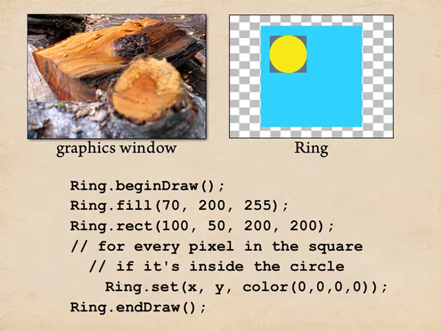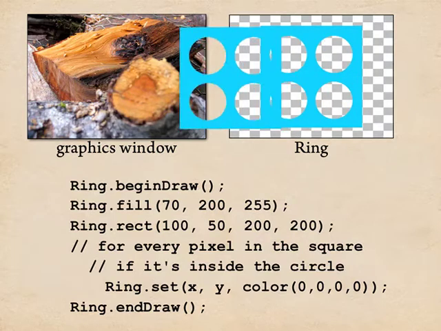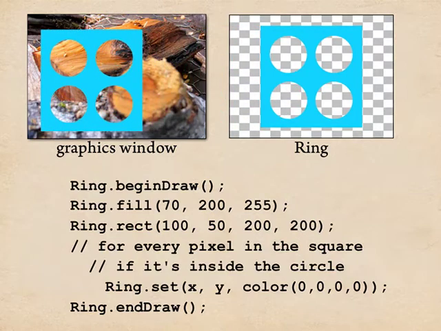The result, if we look back at the ring buffer, is that we've now made all of the pixels in the circle transparent. Well, I just do this 4 times. So I'll do exactly the same thing for the square in the upper right, making a transparent circle. Then I'll do it 2 more times, once in the lower left, once in the lower right, and now I have this pattern. Now I can just copy that in by using image. And when I draw ring on top of the graphics window, we get the result you see here.